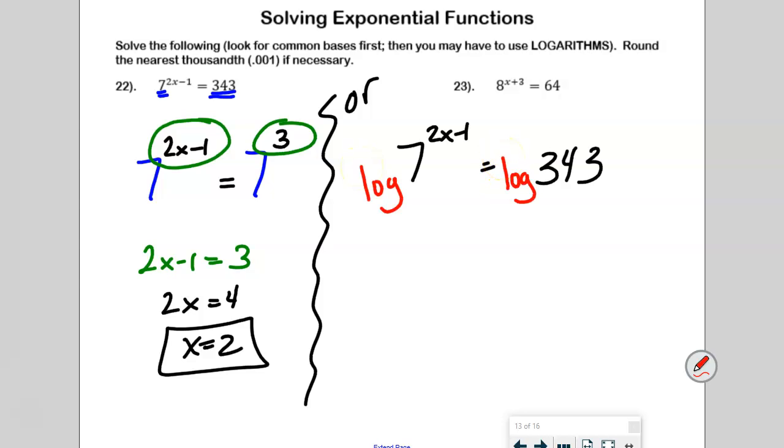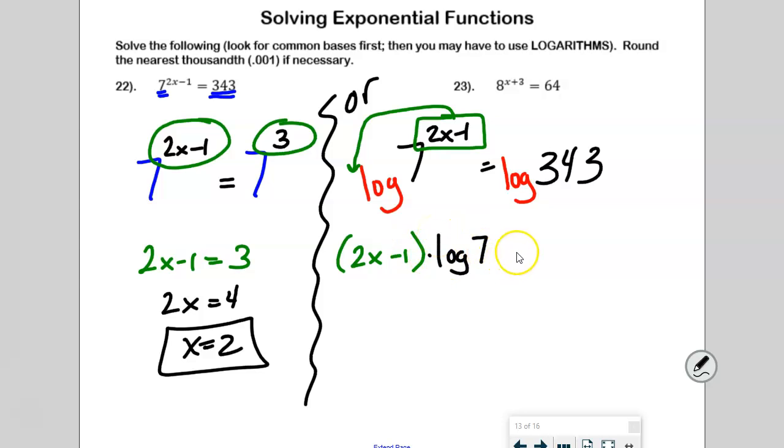Now, nothing cancels. Nothing happens that cool. But what logarithms do is they take exponents and drag them down in front. So this 2x minus 1 is now in front of this common log of 7, which is just some hideous number. And over here, remember you applied the log to both sides to keep it mathematically balanced, and you got the log of 343. I'm going to add some parentheses here because your calculator uses parentheses. So just remember, log of 7, some hideous number, log of 343, some hideous number.